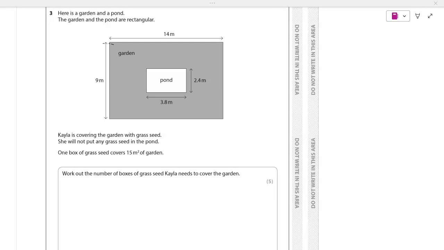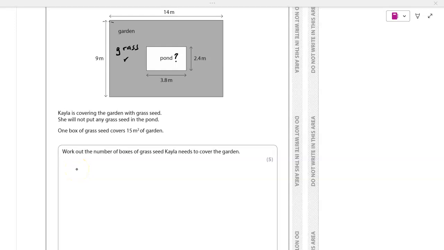Question 3. We are told that there's a garden and a pond, and Kayla is covering the garden with grass but not the pond. So how many boxes of grass will Kayla need to cover the garden? First, we find the area of the garden, which is length times width.